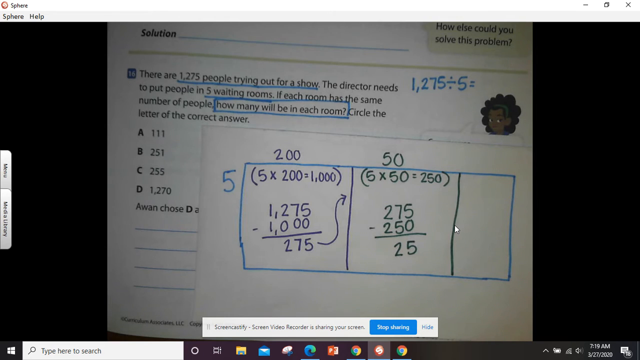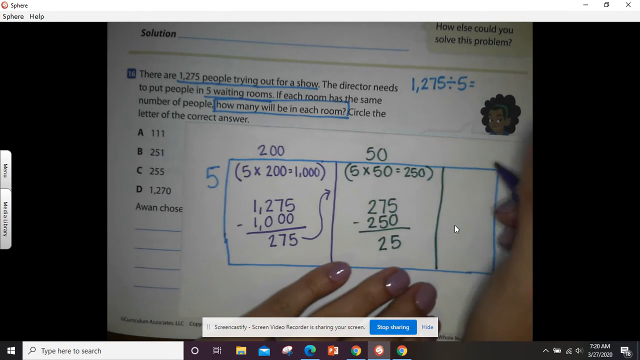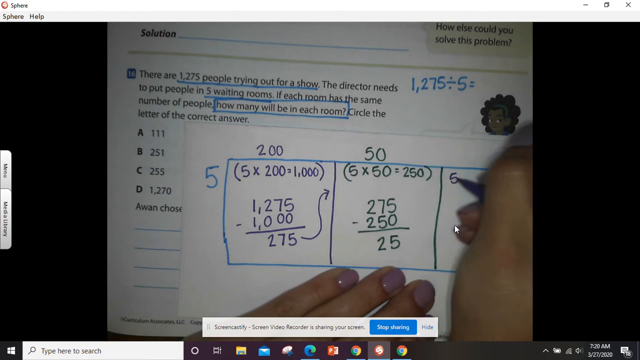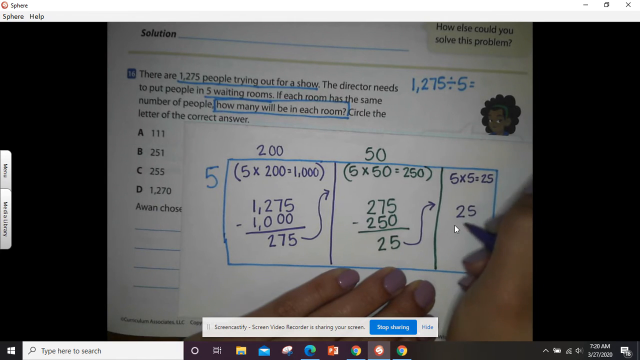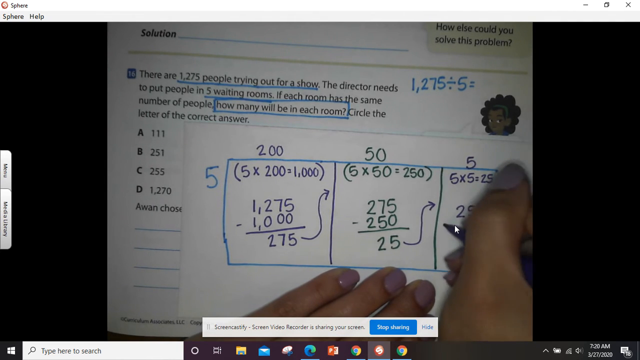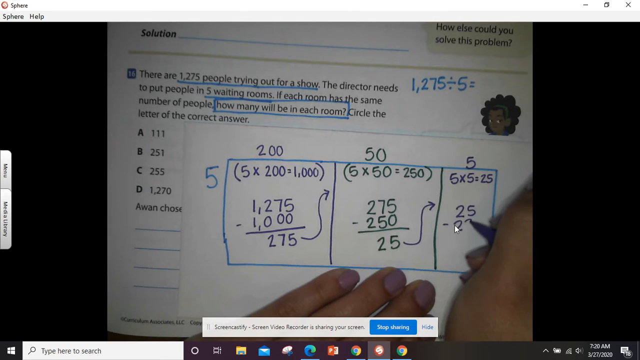Hey, I love when you get to the end of a division problem and you're like, oh, it all worked out. How nice. So here we go. We just kind of figured this out. But 5 times 5 is 25. So when I bring this up over here, 25 minus 25 will get me a happy little 0.